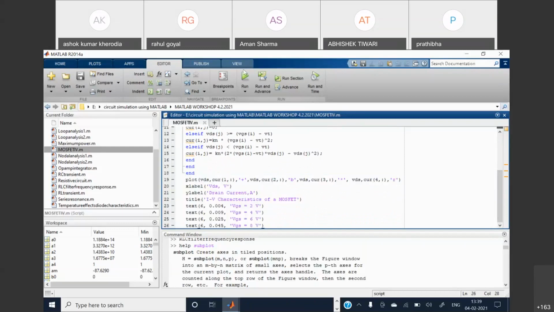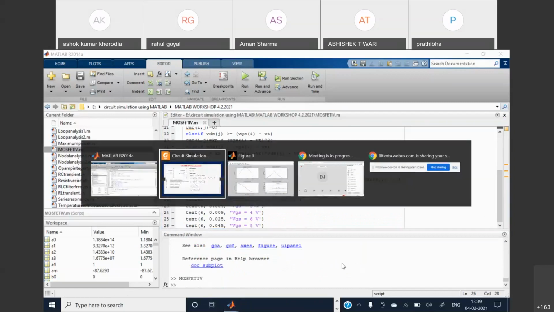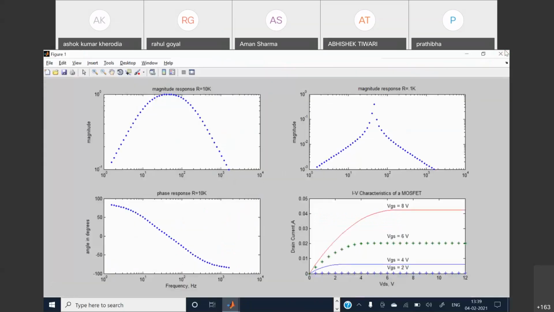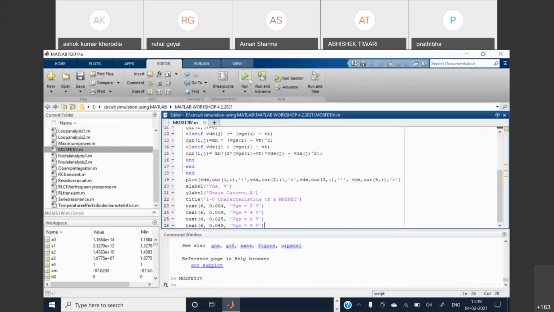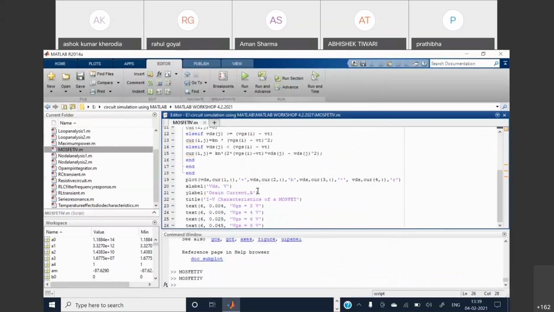Then if I'm running this, what am I getting? Just see here, just a minute. See here, I'm getting for VGS equal to 2 volt, 4 volt, 6 volt, and 8 volt, the different drain current for different values of VDS. So this way you can do many things with the help of MATLAB.